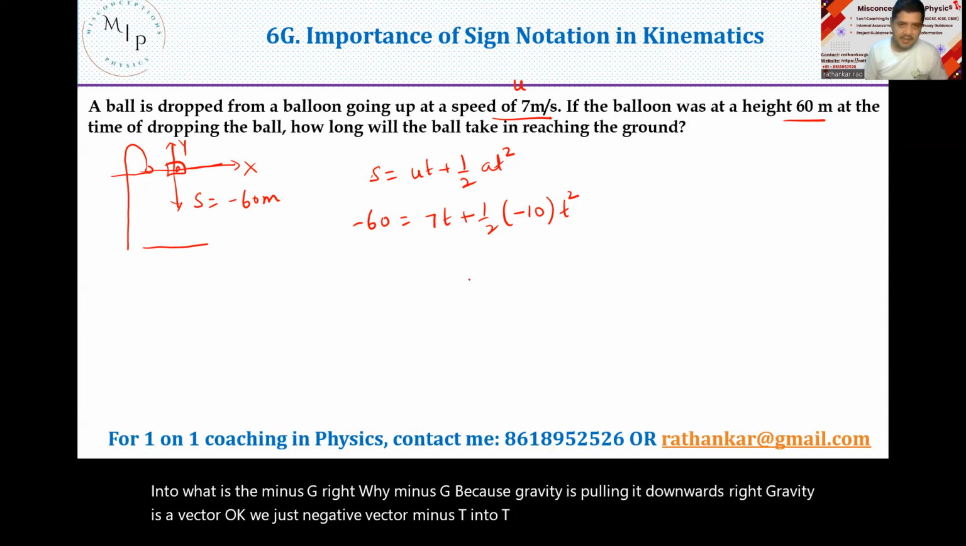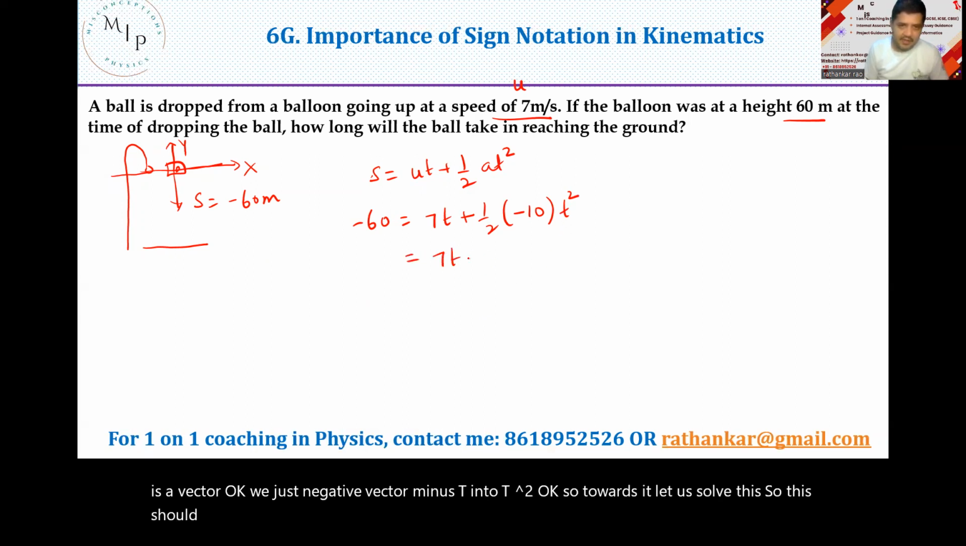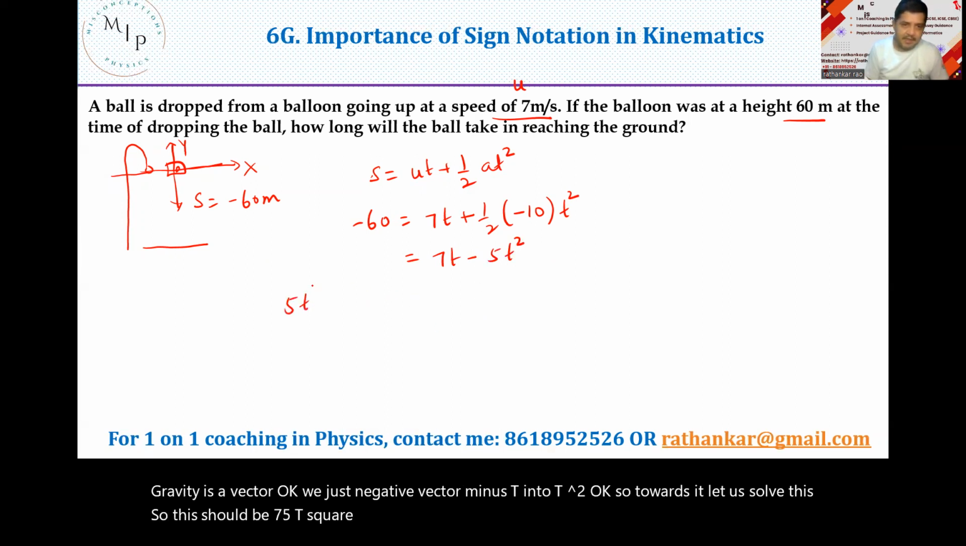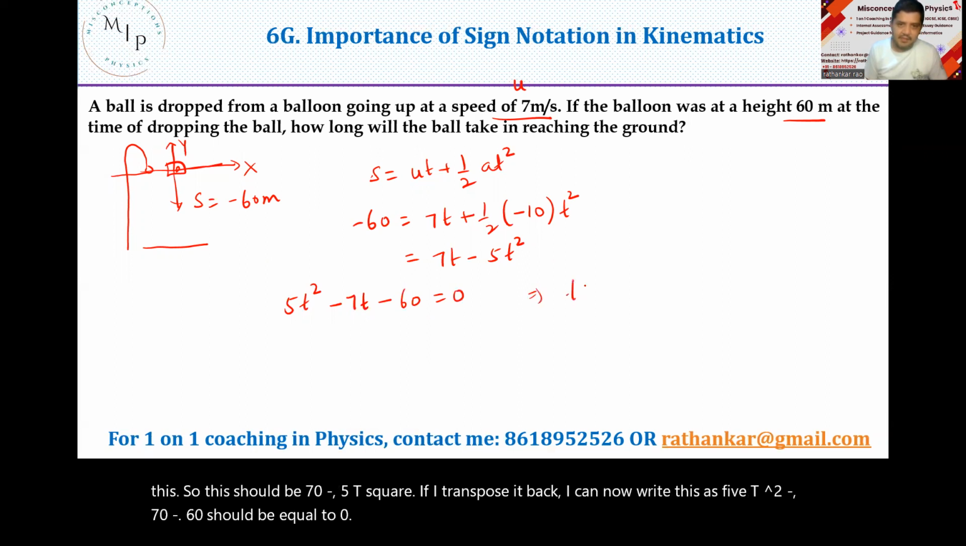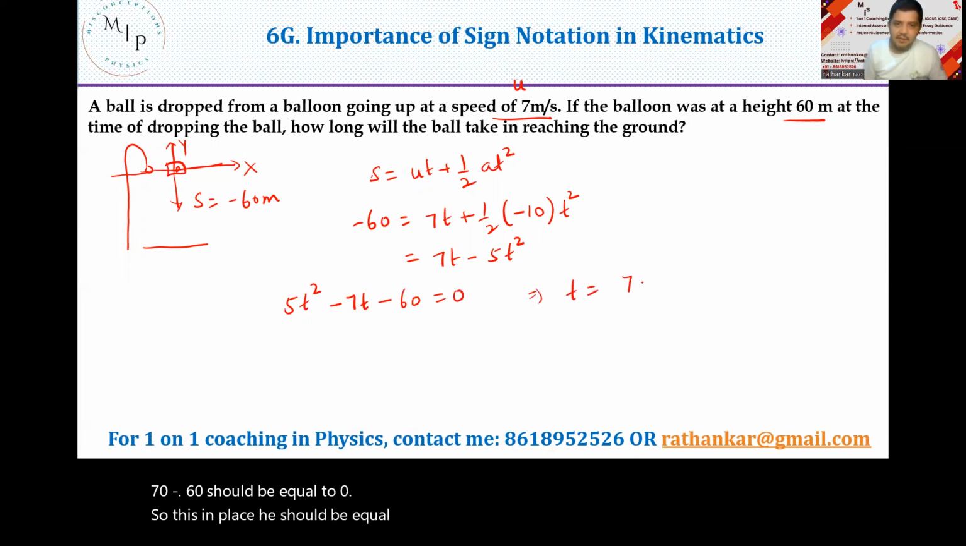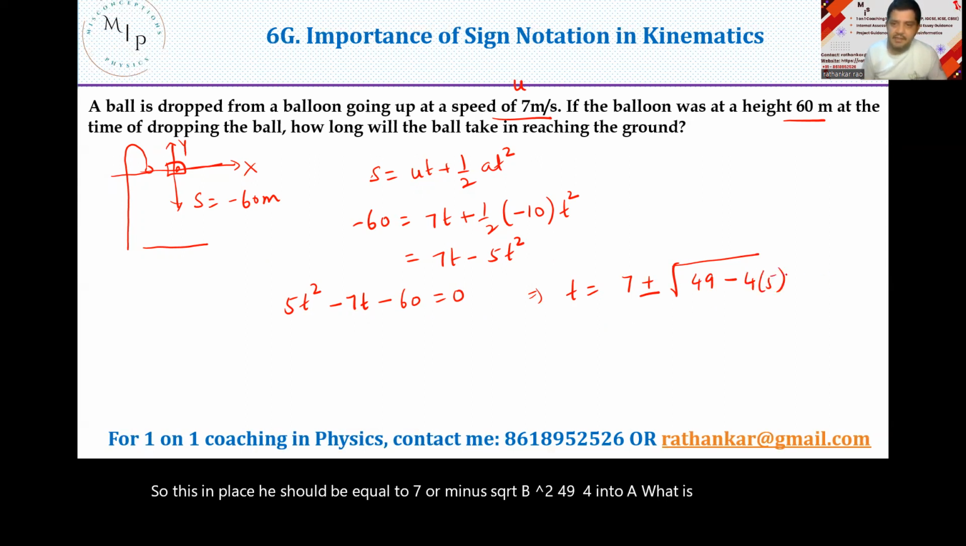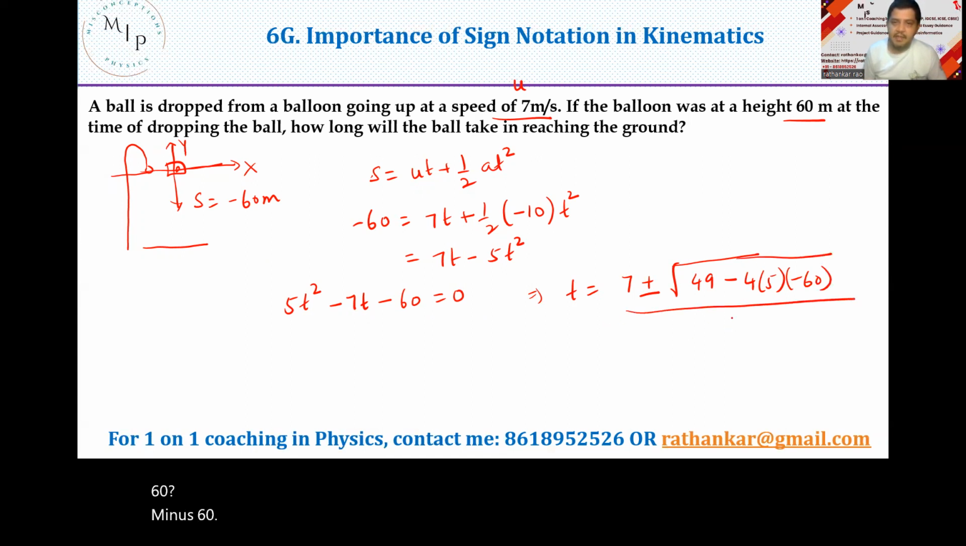So let us solve this. This should be 7t minus 5t square. If I transpose it back, I can now write this as 5t square minus 7t minus 60 should be equal to 0. So this implies t should be equal to 7 plus or minus square root of b square, 49, minus 4 into a, what is a? 5, into minus 60, divided by 10.